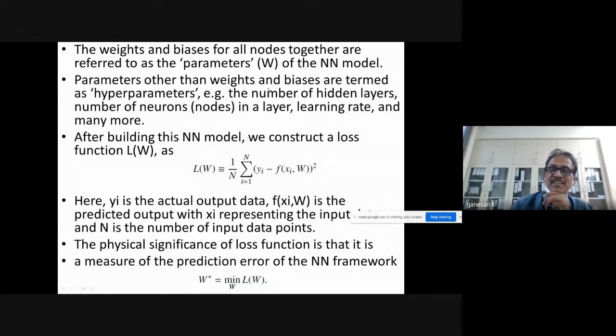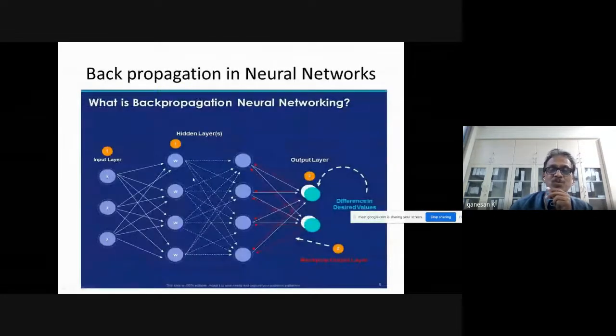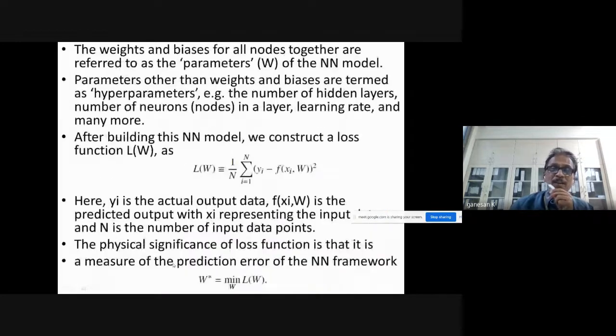But parameters other than weights and biases are called hyperparameters. For example, how many layers can I use here? Can I use only 2 layers? Or how many nodes can I use? Can I use 4, 10, 20? All these are called hyperparameters. So the typical difficulty you are going to face in neural networks or deep learning is how many hidden layers I will use, or how many neurons I will use in each of these layers, and how quickly they can learn. There are many such parameters.